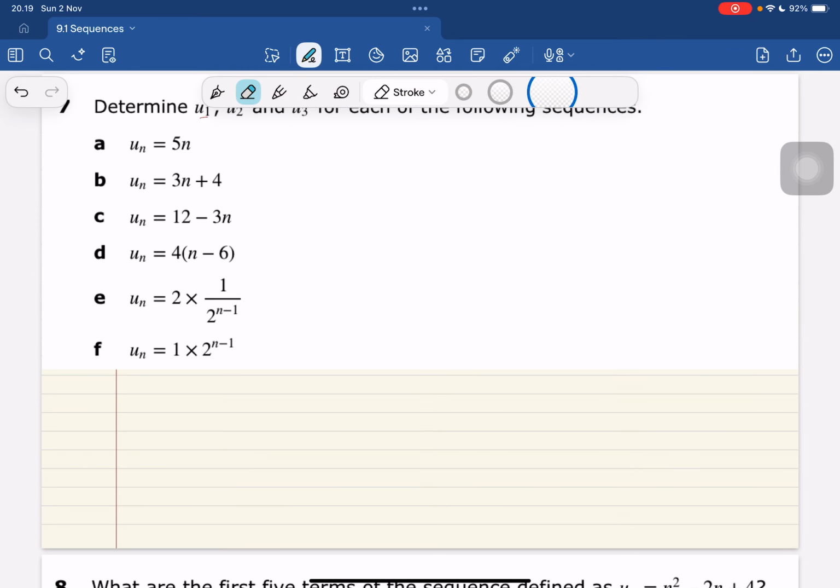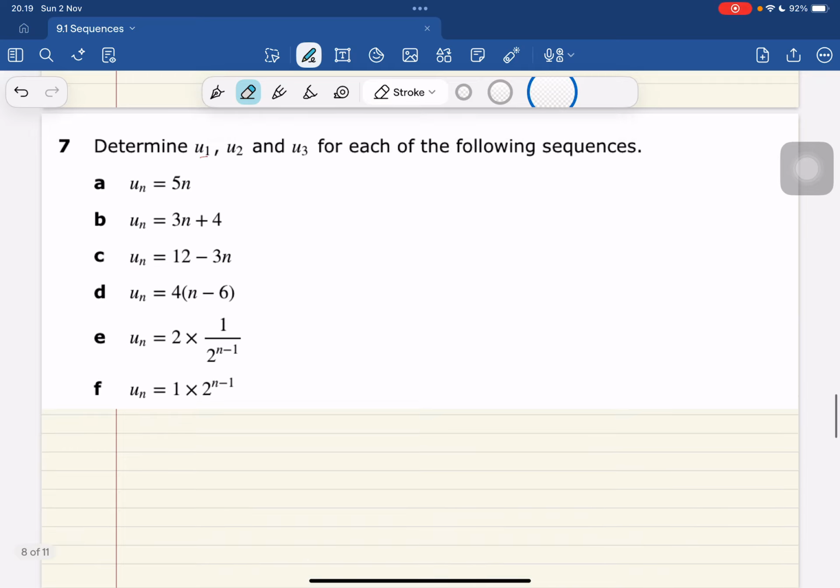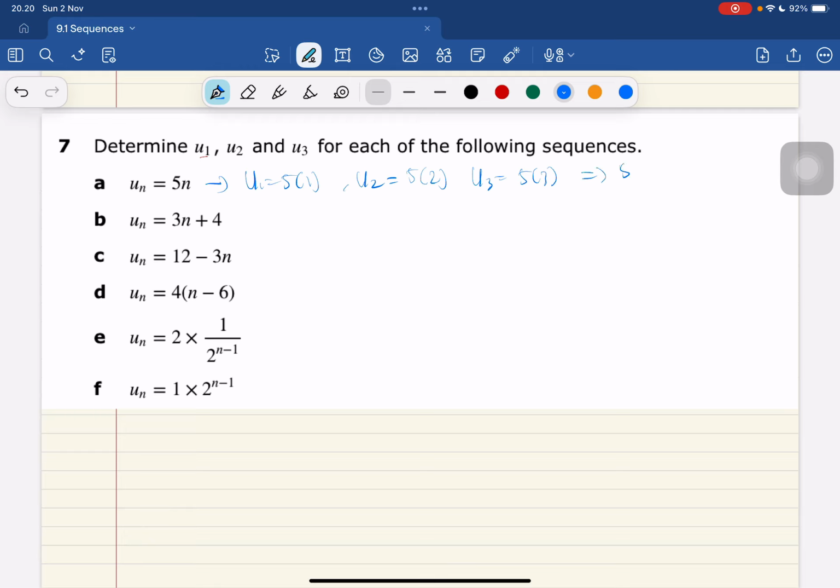Hi, in this video, I'm going to continue the second part for solving practice questions on sequences. Determine U1, U2, and U3. So we just need to substitute it here. So U1 is going to be 5 times 1, and then U2 is going to be 5 times 2, and then U3 is going to be 5 times 3. So we got 5, 10, and 15.